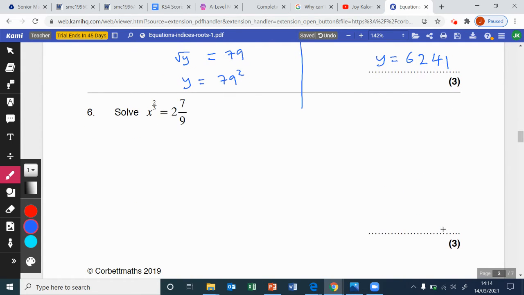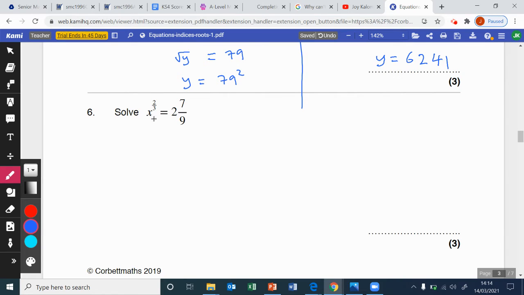Let's keep going, guys. Here's the next kind of question that looks a bit wow. So we have x to the power of 2/3 equals 2 to the power of 7 over 9. Well, first of all, mixed numbers are just a big no-no. We are not going to tolerate mixed numbers.